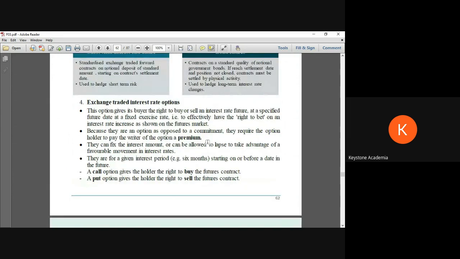Then we have exchange-traded interest rate options. Again, these are options, similar to the previous one. If it is going in our favor, companies will use it. Otherwise, we don't need to go for it.